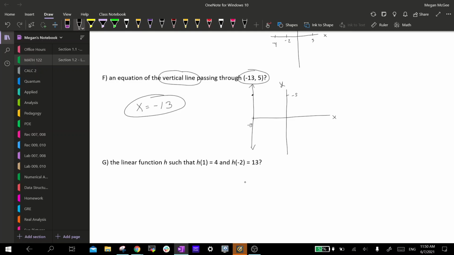That is our equation of our line. We don't have a slope here. It's an undefined slope. Okay? So we have x is equal to negative 13, and that is your equation of this vertical line.